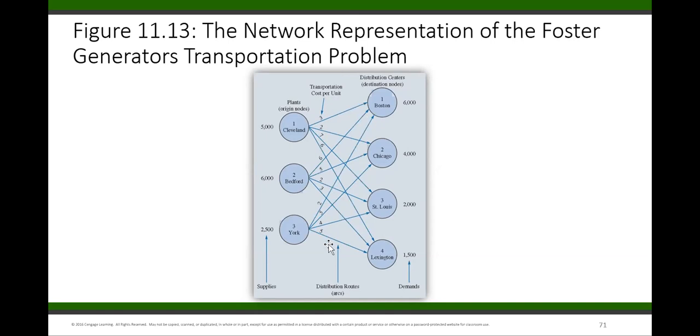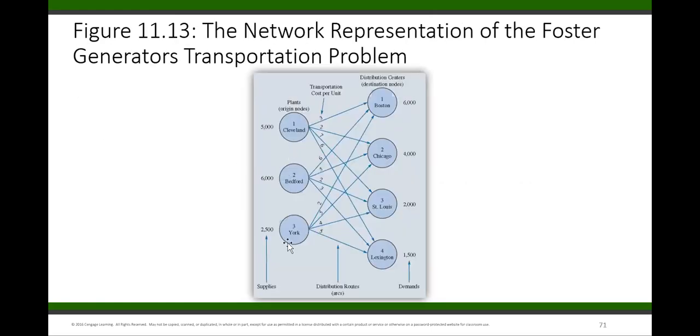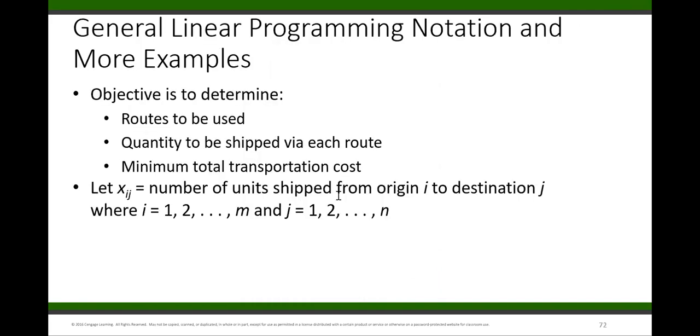And so on. So we have all these numbers for all of these routes. Now, like I said, we're going to define the decision variable to be Xij, the number of units shipped from origin i to destination j. Since we have 3 i's and 4 j's, and therefore 12 distribution routes, we will have 12 decision variables, the amount to be shipped from each origin to each destination. And then our objective is to find the minimum total transportation cost. So that is our objective.